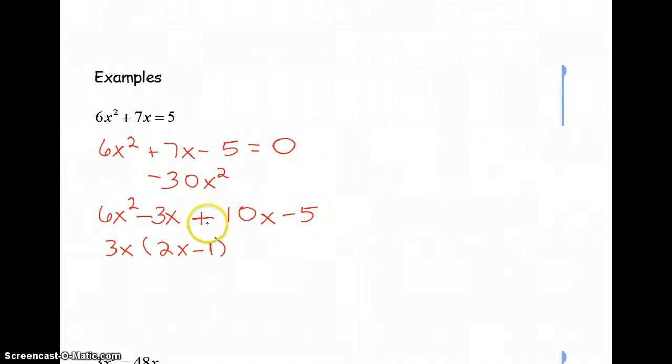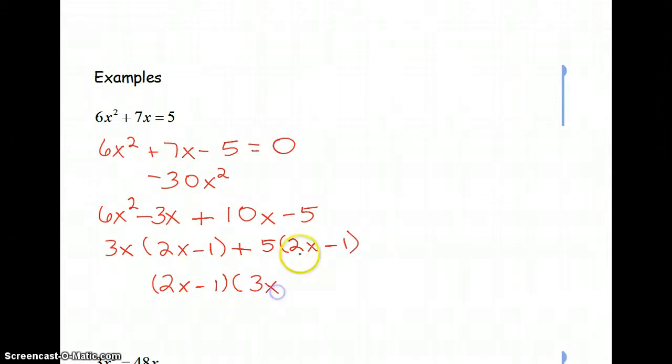Now, since this is plus, I'm going to continue with plus. And what's in common in both? A 5. So I'm going to take 5 out, and I get 2x minus 1. And then notice I have these two factors that are the same, 2x minus 1 and 2x minus 1, so I'm going to put that factor out in front. Now I'm going to look at what's left, so when I divide this by 2x minus 1, I'm going to be left with 3x. And then when I divide this one by 2x minus 1, I'm going to be left with plus 5. And then remember, this is all equal to 0.